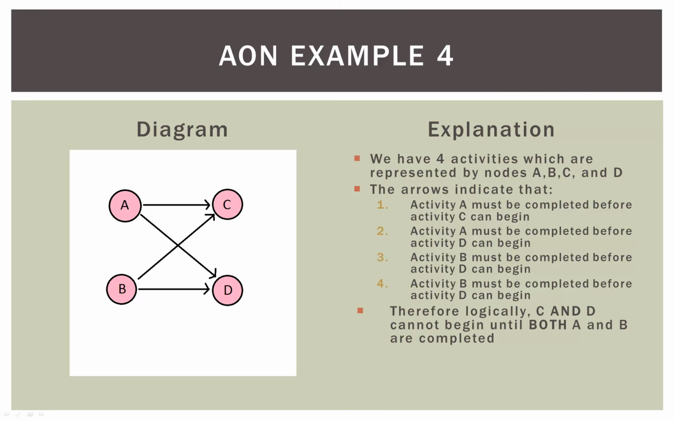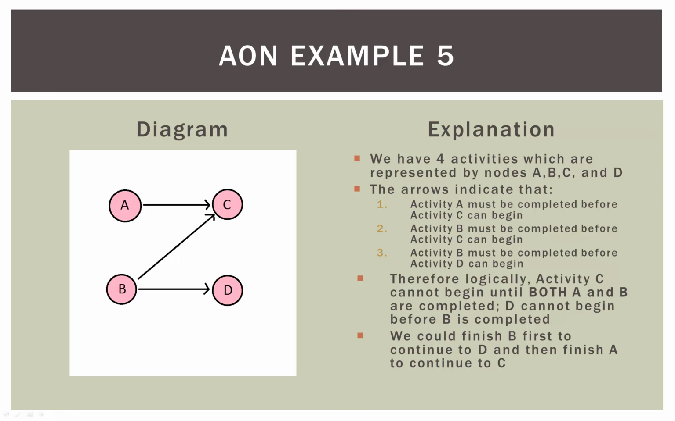So the gate opens up and we can go to C or D. Can we begin C or D? No, because C and D are still waiting on B. So then B gets finished, its gates open up, and then we can go to C or D. So C and D cannot begin until both A and B are complete. And if you think of it like a gate system, it's a little bit easier to visualize in your mind.